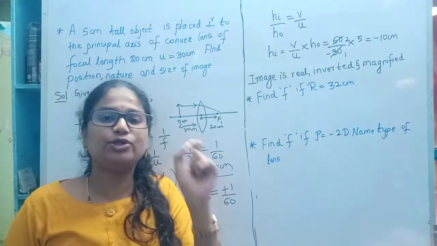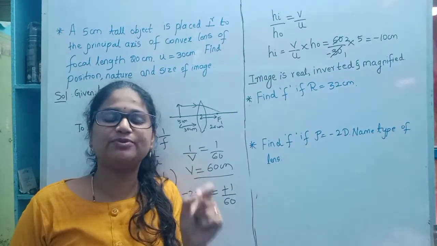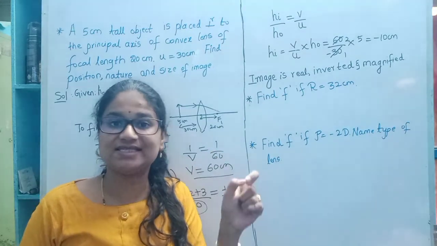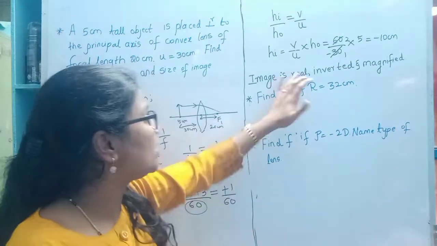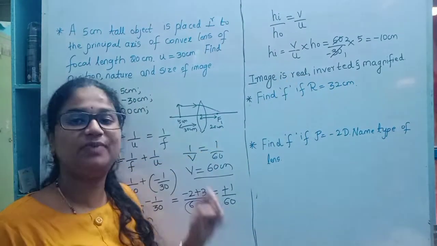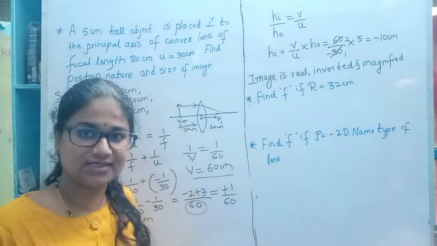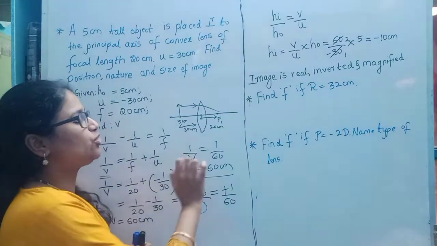So for this I said you should be perfect in the concepts of concave and convex lenses, especially the nature of images. Then only you can write the nature of the image. For this you will have at least 1 or 2 marks. Then the 2 marks questions will be like this.